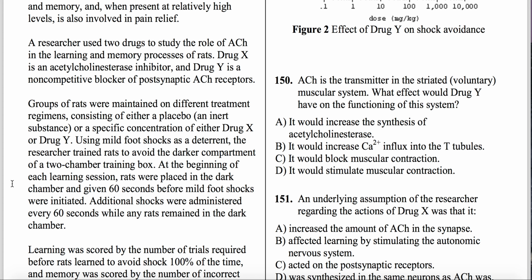At the beginning of each learning session, rats were placed in a dark chamber and given 60 seconds before mild foot shocks were initiated. Additional shocks were administered every 60 seconds while any rats remained in the dark chamber. Okay, so essentially they're just teaching them to avoid the dark compartment. And this is a protocol that is done in labs all the time. You're just teaching them to avoid a certain spot.